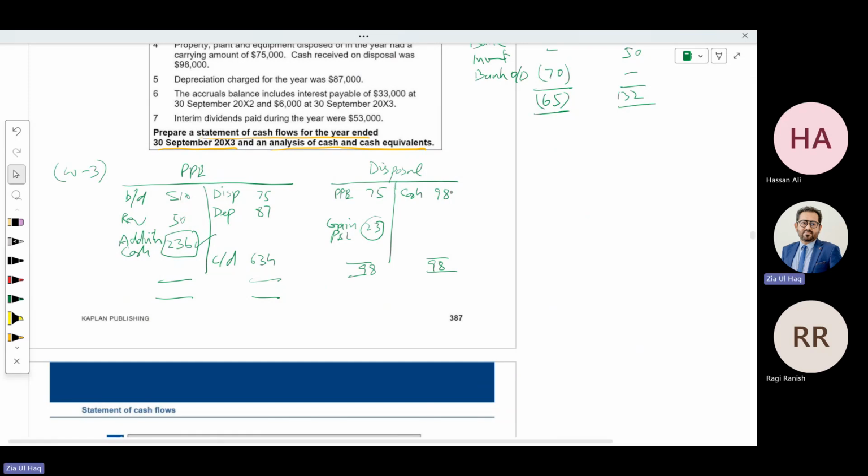So we recorded this cash, we recorded this gain, we recorded this depreciation, and we recorded this addition. Yes, there are separate marks for working. Give me 2 minutes, please.